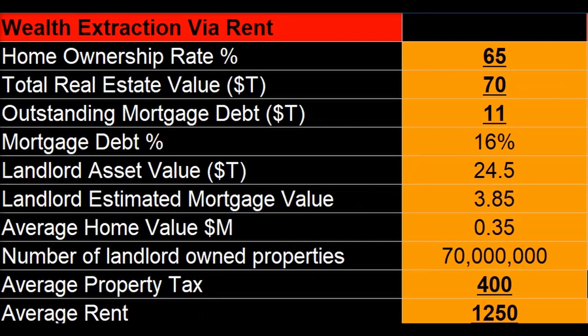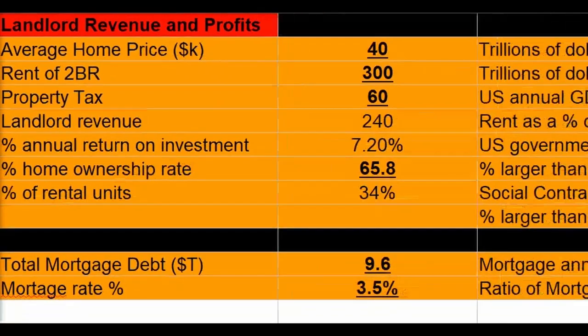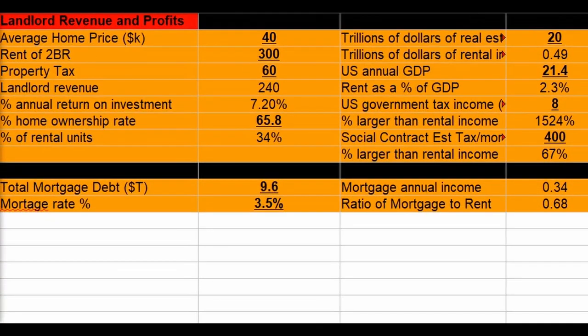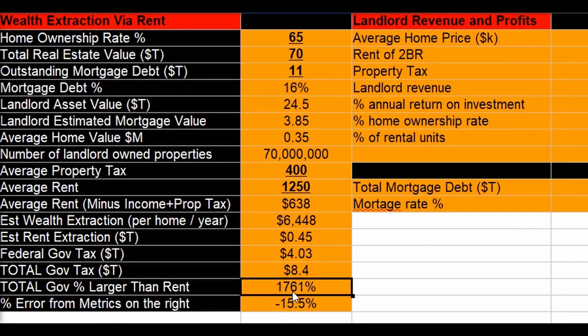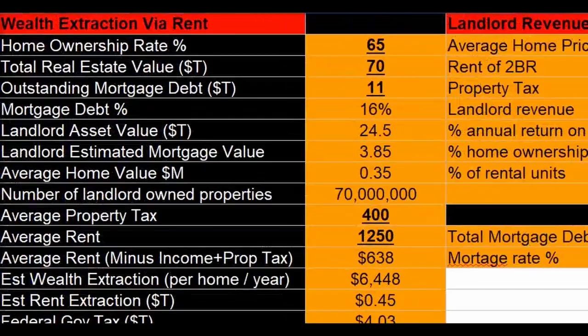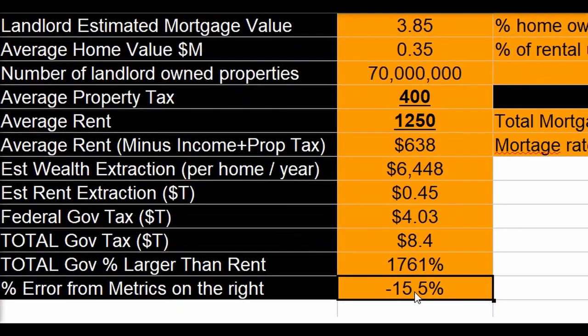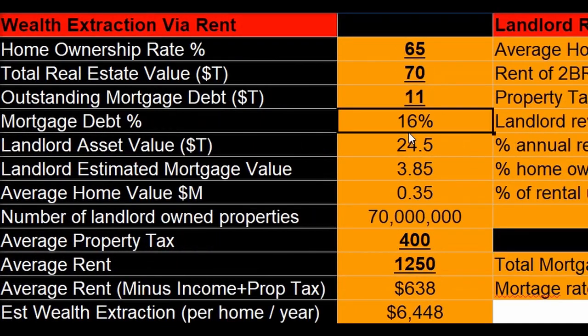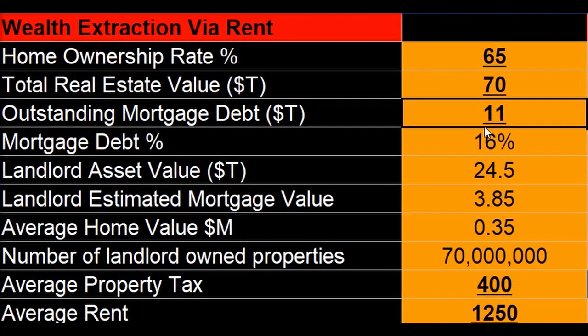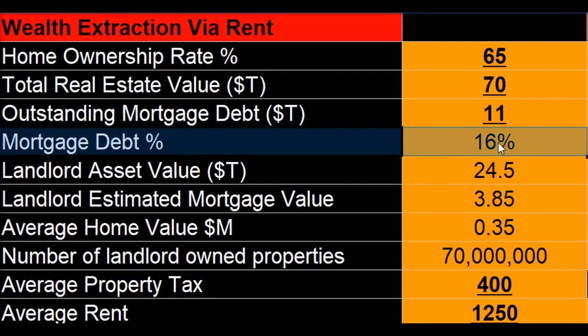So this is what it was previously, and here the numbers are completely different, but here was 1,524%, and over here was 1,761%. It was actually within 3% before I added that mortgage debt. The mortgages are much lower than I thought they'd be. I thought more of the population would have a mortgage, but apparently it's only 16%.